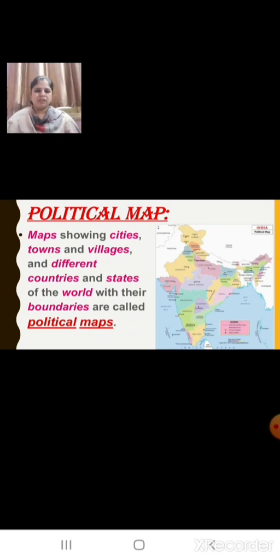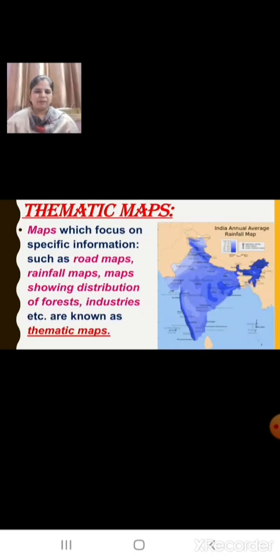Children, if you see this map, you can see the boundaries of the different states, and you can also see the boundaries of India with the other countries. And the third type of map is the thematic maps. So what do you mean by the thematic maps?